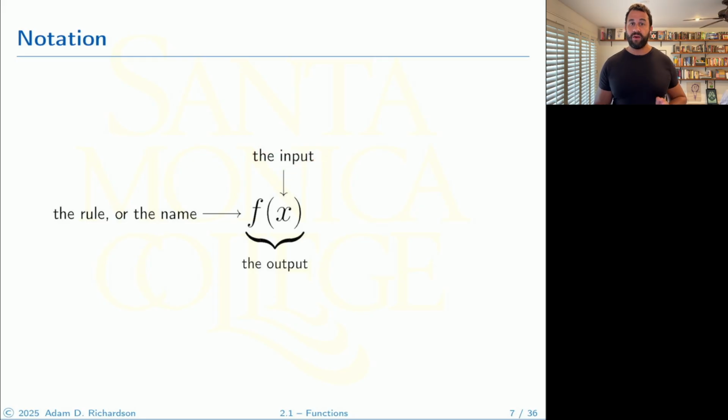All right. And now here is the big takeaway. Take this to heart. Remember this very well. The whole symbol itself represents the output of the function, okay? So when you see f of x, it is the output of the function.